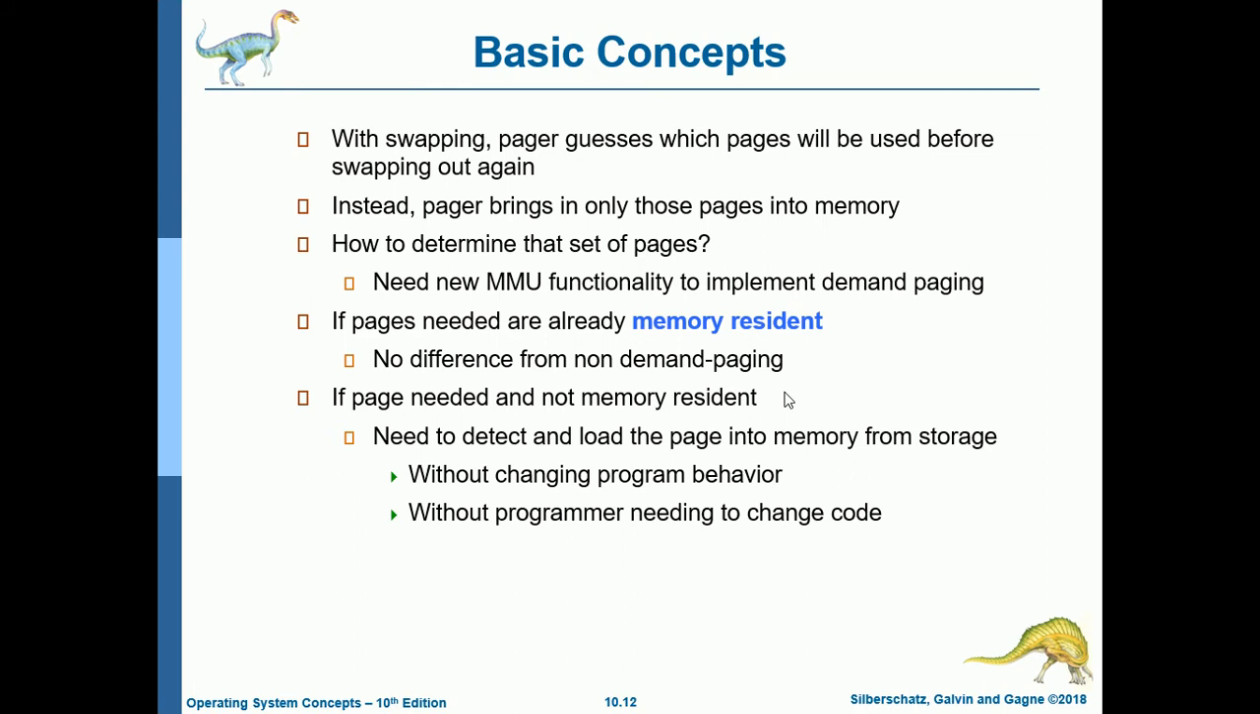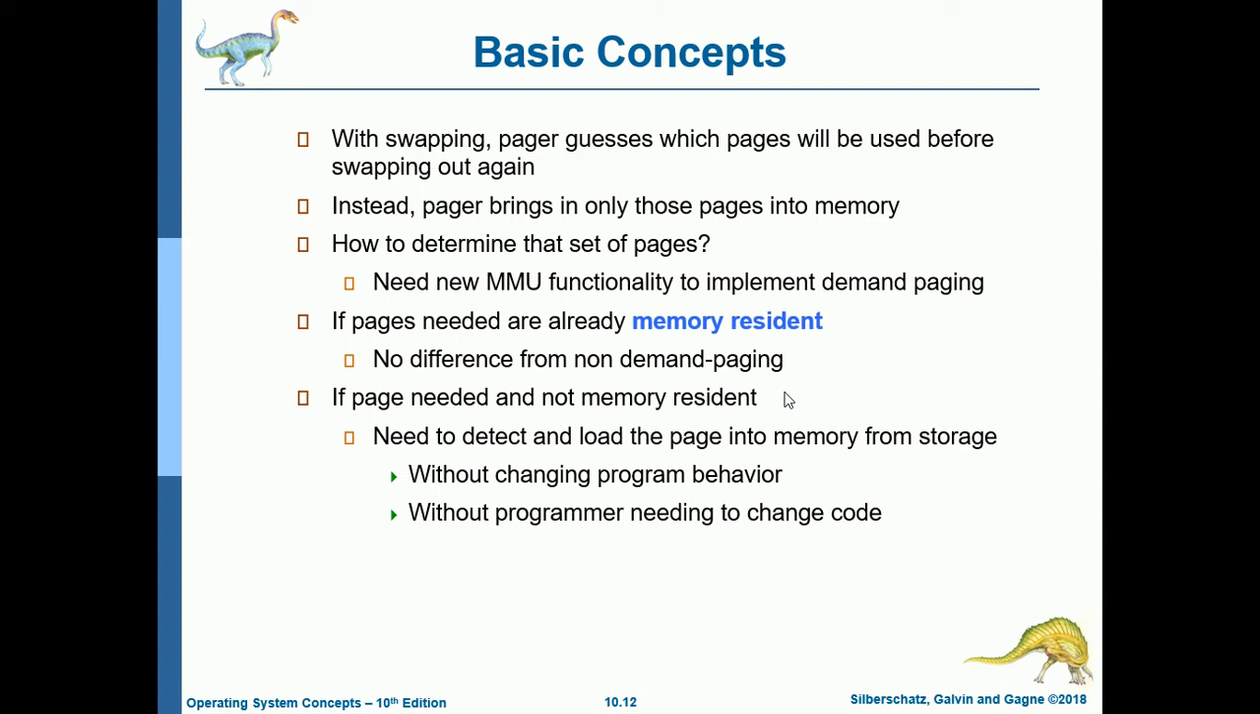Okay, next we have basic concepts. With swapping, the pager guesses which pages will be used before swapping out again. Instead, the pager brings in only those pages into memory. So how do we determine that set of pages? We need new MMU functionality to implement demand paging. If the pages needed are already memory resident, there is no difference from non-demand paging. If the page needed is not memory resident, we need to detect it and load the page into memory from storage.